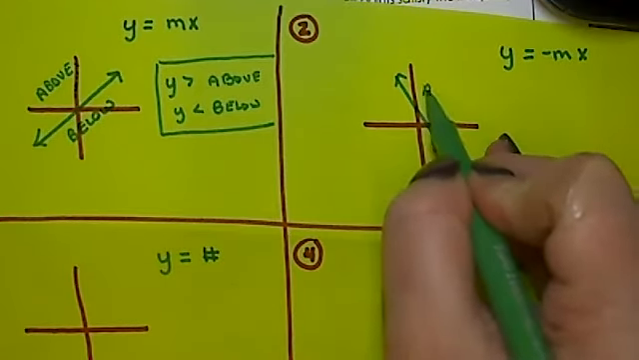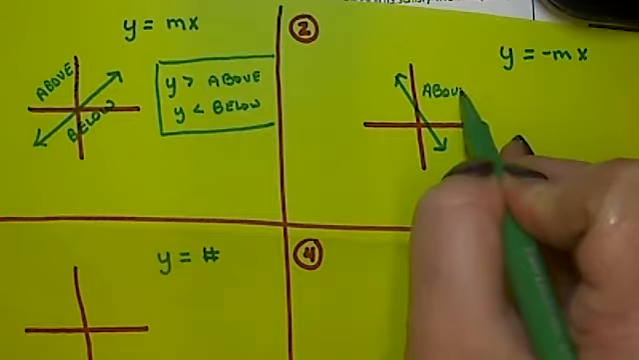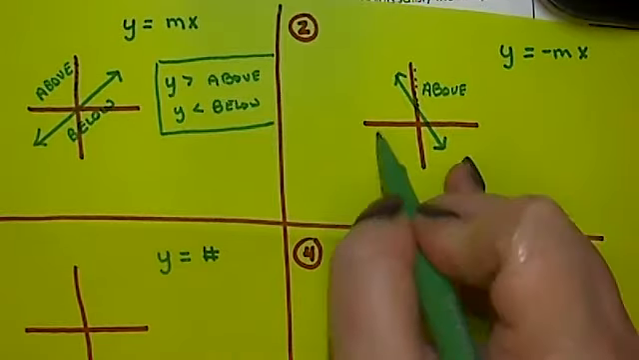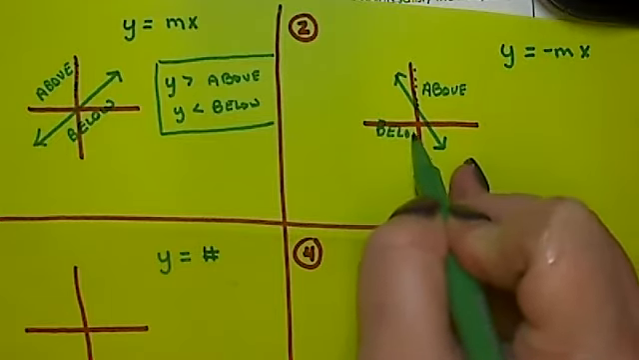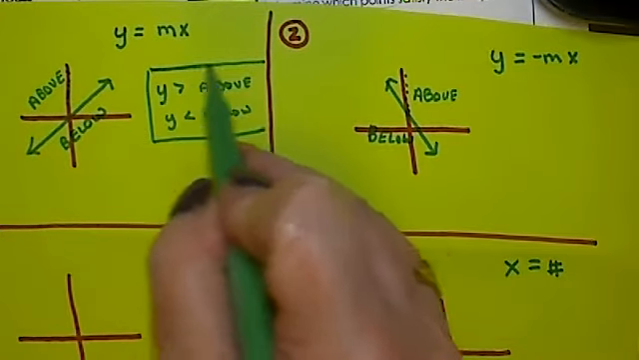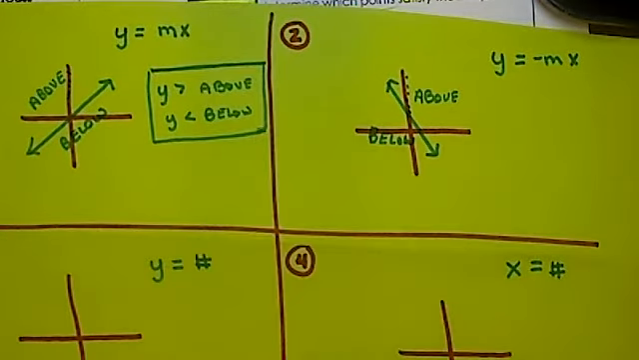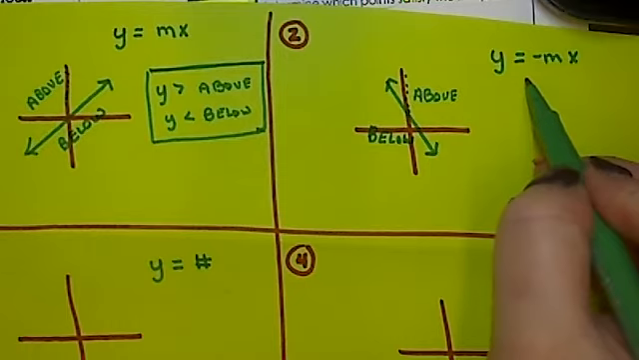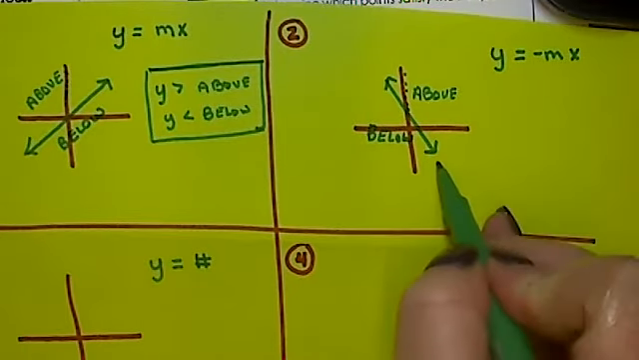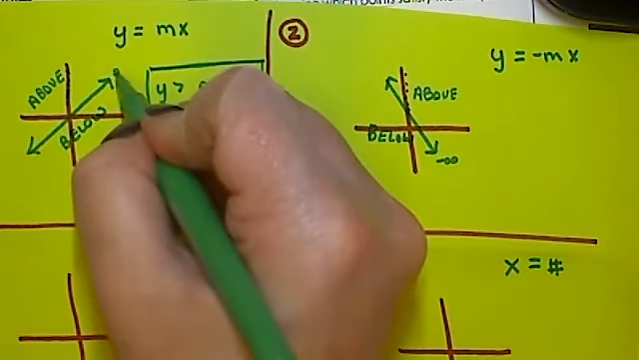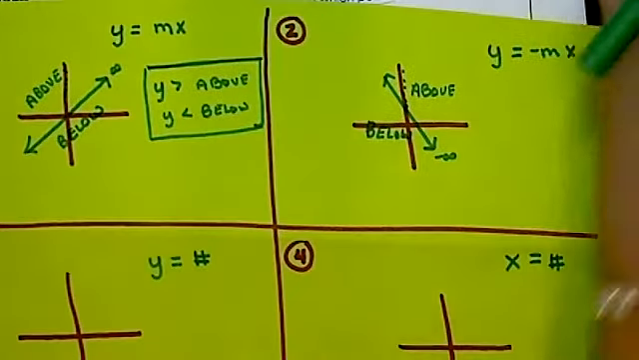So for the negative slope line, this side is where your y-axis is bigger. So that would be above. And this side would be below. So remember, anytime it's greater than, it's above, and less than's below. And this is when you have a negative slope line. The line's going down on the left end, and a positive slope line is going up on the right end.